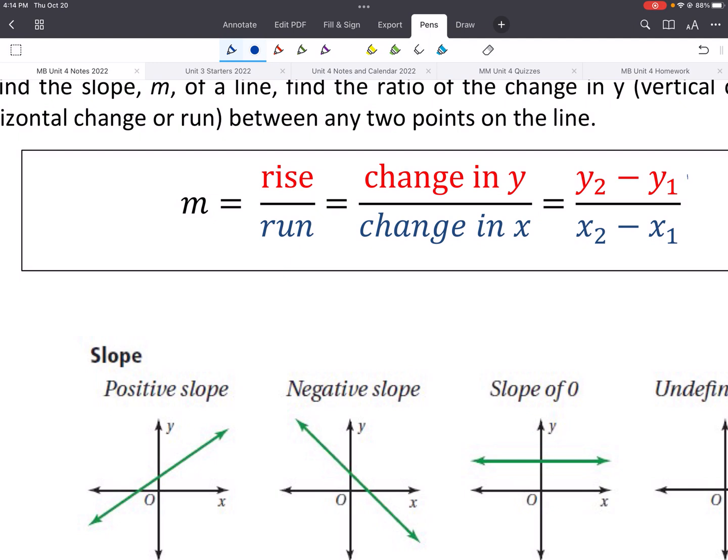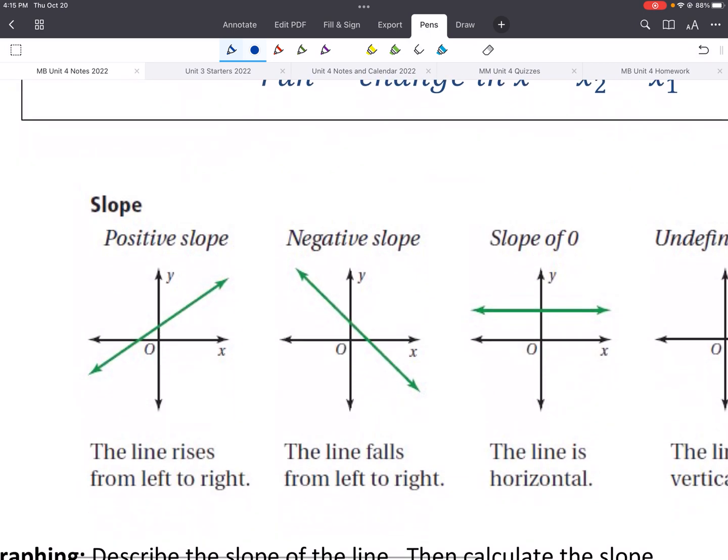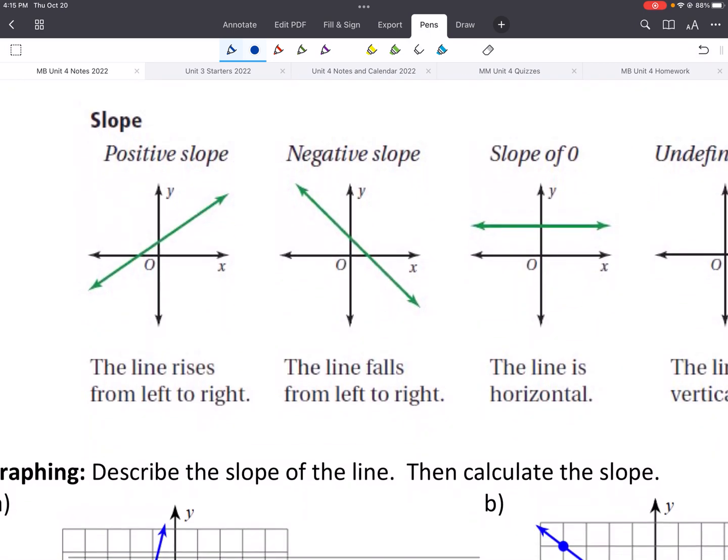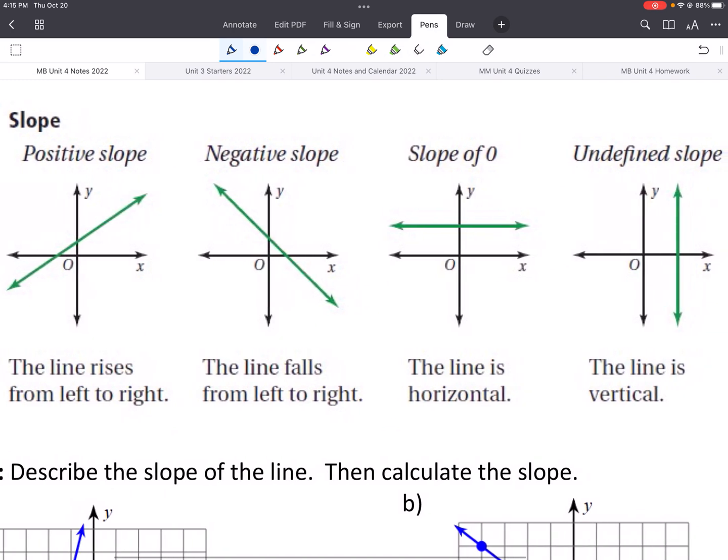If we're given 2 points, we'll oftentimes use the slope formula. It's just the difference of the y's is your rise, and the difference of your x's is your run. So we'll be looking at those. Another way to think of it is the change in y and the change in x, but it's all the same sort of thing. There are basically 4 different types of slopes. You could have positive, negative, zero slope, or undefined slope.